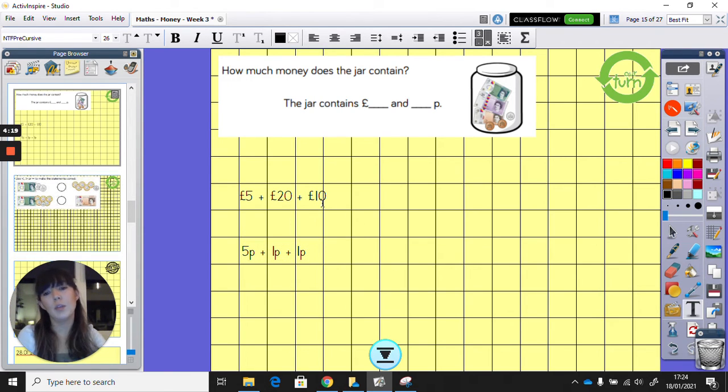So what we need to do is work out what the answer is to the pounds and what the answer is to the pence. Again, I'm going to start with the biggest amount of money. So £20 add £10 is £30.